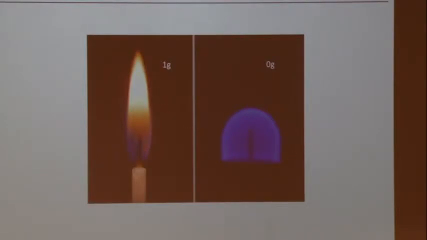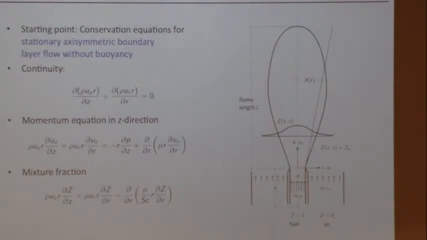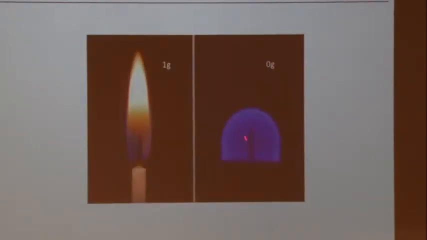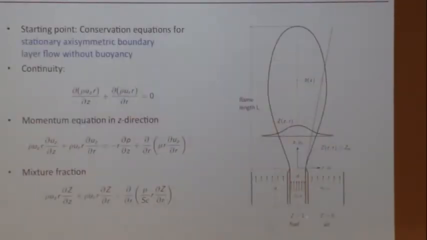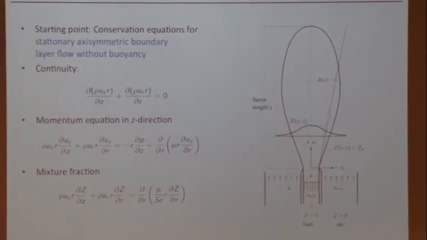And this is a flame in microgravity. So in microgravity, it's just a sphere in a sense. But this is a candle, so it's buoyancy dominated. If you have a flow that is momentum dominated, so you have a flow coming out like this, then the buoyancy might not be so important. So anyways, we have continuity, momentum equation, mixture fraction equation, and really all we want to do is determine the mixture fraction field.